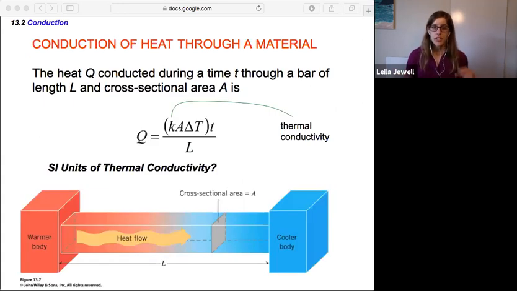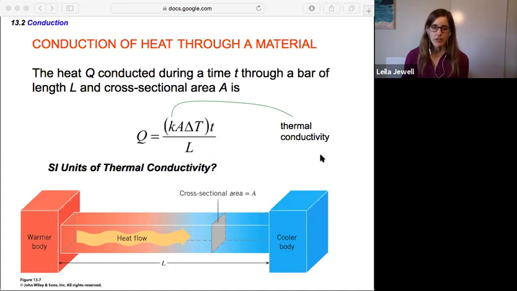So the conduction of heat through a material is given by this equation for Q. The amount of heat conducted during some time t through a bar of length L, cross-sectional area A, is, right? The amount of heat is k, which we'll get to in a moment, times A, that cross-sectional area, times the difference in temperature, times time. Notice we have two different t variables here, but they are very different, divided by the length that it must pass through. k is the thermal conductivity. That tells us about the material itself, how good it is able to conduct the heat.